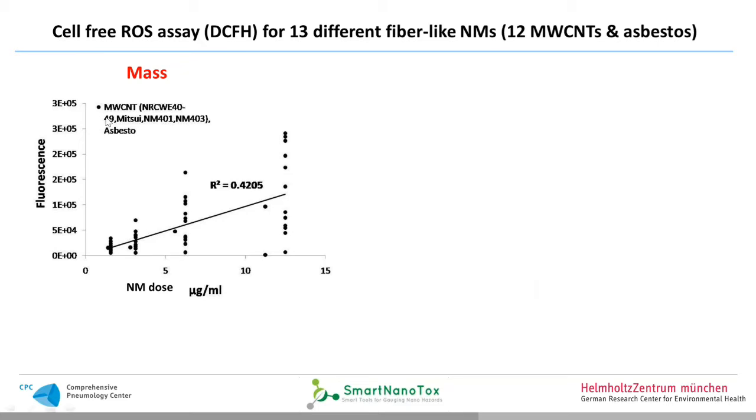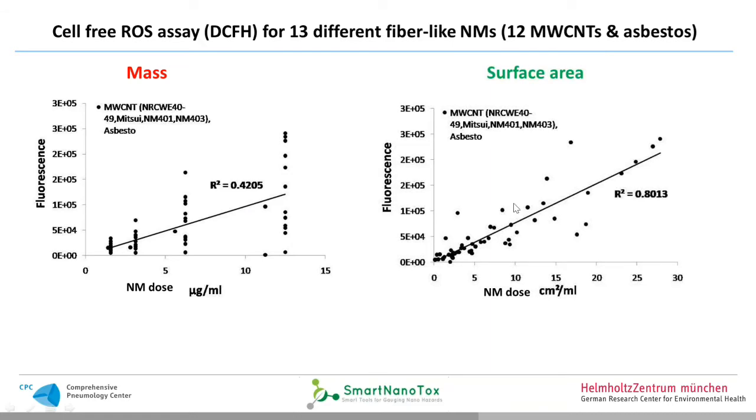So I start with the cell-free ROS assay. On the y-axis, fluorescence is the readout for DCFH, and then you have the dose on the x-axis, the mass dose. And you see, of course, I have here multi-wall carbon nanotubes, several of them, Mitsui, asbestos. And they scatter quite a bit. There is some trend, of course, with those, but it's not that nice.